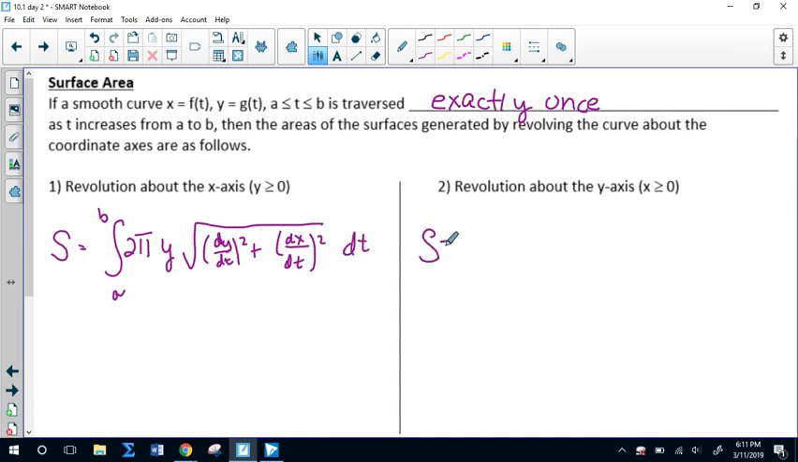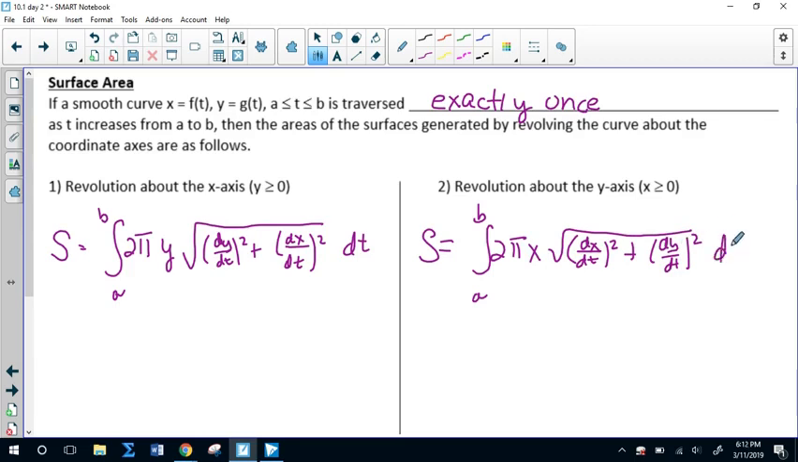Hopefully you can take a guess that when you revolve it around the y-axis, then this will be again from a to b, but we're switching it out here. So 2 pi x and then the square root of, and you'll see most textbooks for some reason will switch and put dx dt squared first. Of course it doesn't matter, but it just seems to be the way it's written. Then dy dt squared, and then dt in terms of t.